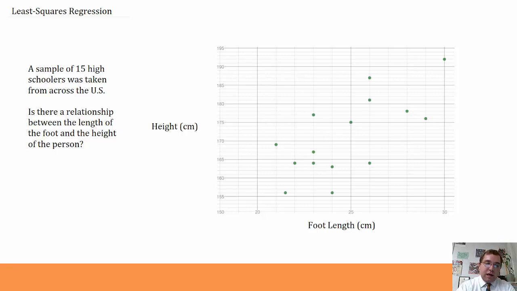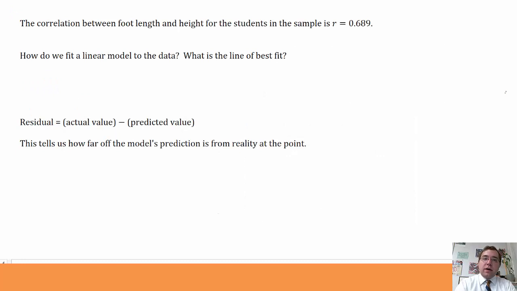Is there a relationship between the length of the foot and the height of the person? If we knew a person's foot length, would that help us to understand what their height might be? So let's analyze that question. We know how to find correlation. The correlation between the foot length and the height for the students in this sample of 15 kids is 0.689.